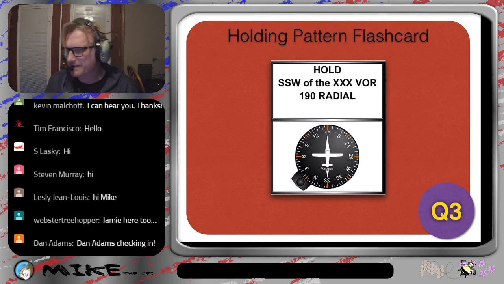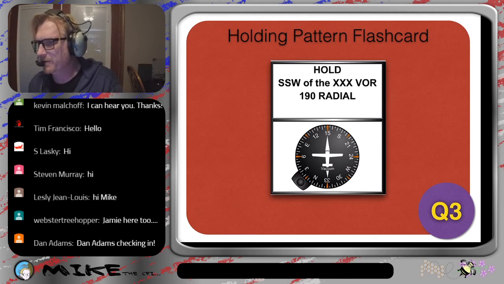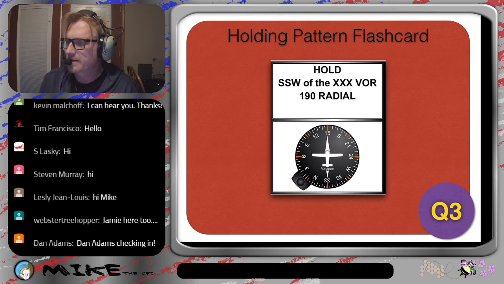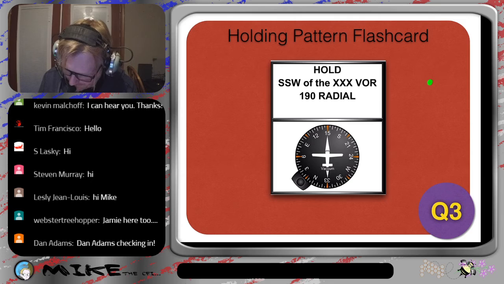I think, let's see what we got here. So here we're going to hold south-southwest of the VOR on the 190 radial. So again, we draw that out. We got 190. We draw it back to the hold here, draw our right-hand racetrack pattern. It's good to draw that reciprocal line out there.